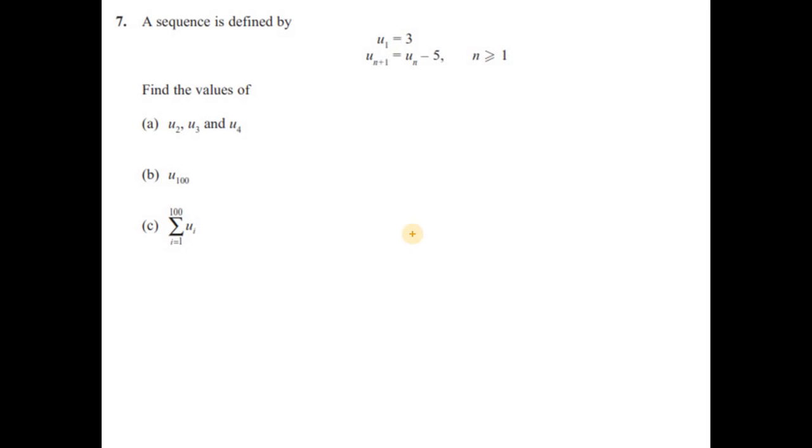A sequence is defined by u1 is equal to 3, u(n+1) is equal to un minus 5, n is more than or equal to 1. Find the value of u2, u3 and u4.